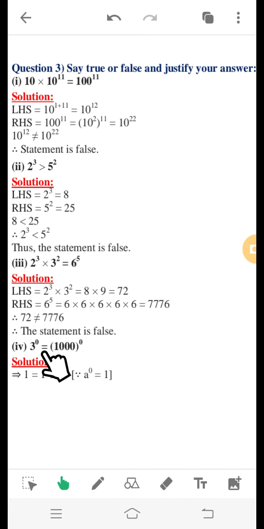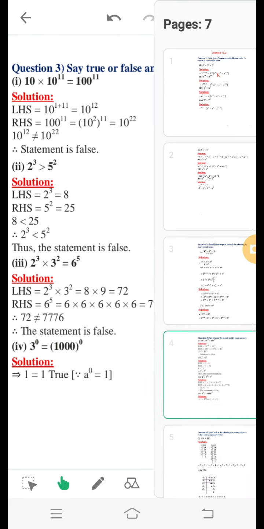Next one: 3 raised to 0 is equal to 1000 raised to 0. Now there is a law: for any base, if the power is 0, its answer is always 1. So here 3 raised to 0 is equal to 1 and 1000 raised to 0 is also equal to 1. Therefore, the left hand side is equal to the right hand side. So the statement is true.